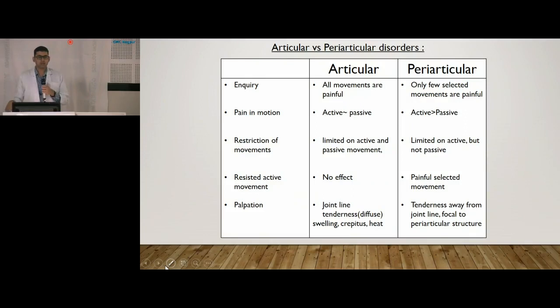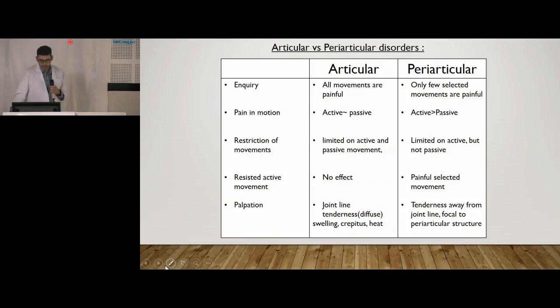In this periarticular structure, the part of the periarticular architecture which is associated with that particular activity will undergo pain or will produce pain. Okay. So restriction of movements would be limited in active as well as in passive movements in patients with articular involvement, while it won't be there in that peculiar way in the periarticular one.